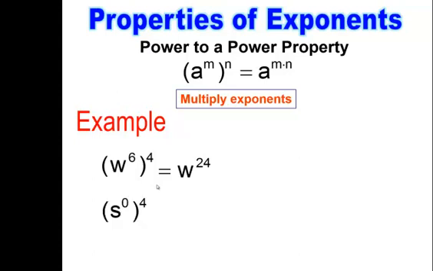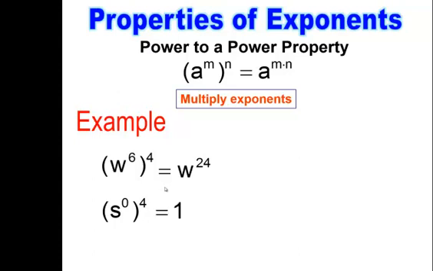So what's going to happen here? We have s to the 0 power, and then it's raised to the 4th power. Well, because the power to a power property says multiply the powers together, you're going to end up with 0 times 4, well, 0 times 4 is 0. And anything raised to the 0 power equals 1.